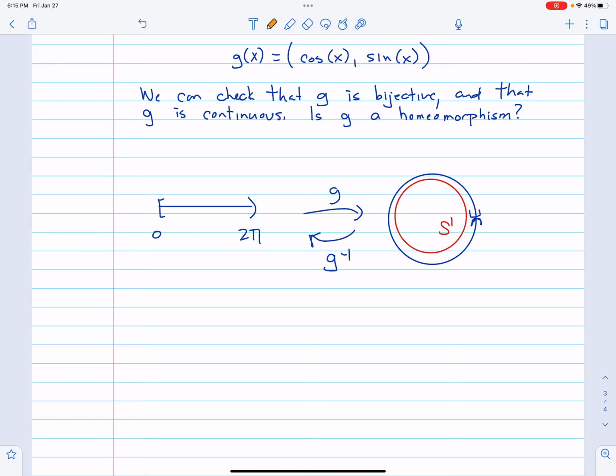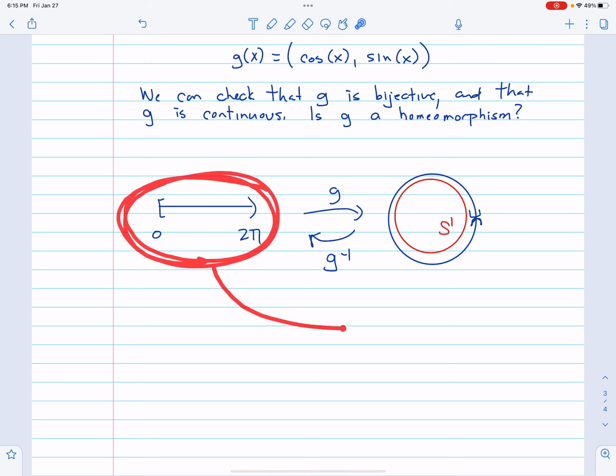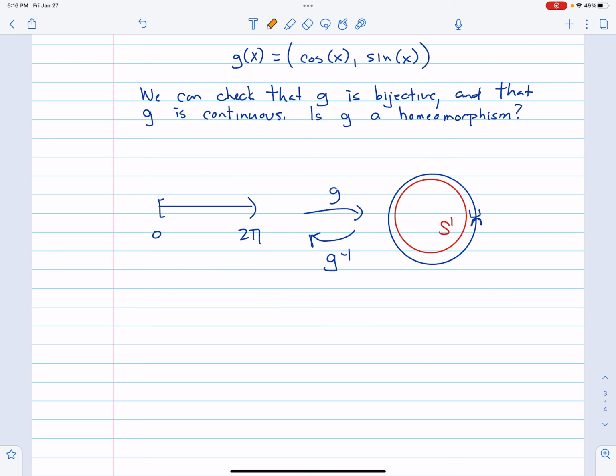Well, if g inverse were a continuous function, then any open set I pick over here, its preimage under g inverse, mind you, should be open here. So for example, if I pick an open set like this, and I look at its preimage over here, that's going to be open over here, no problem. However, that's not going to be the case for all open sets I pick. So for example, consider this open set here.